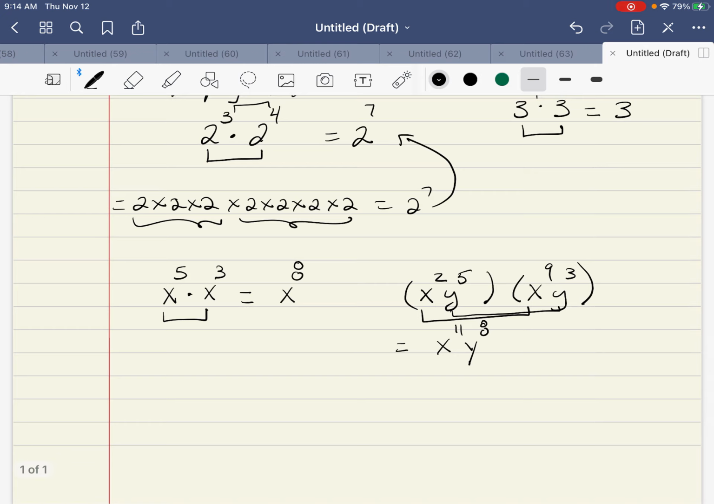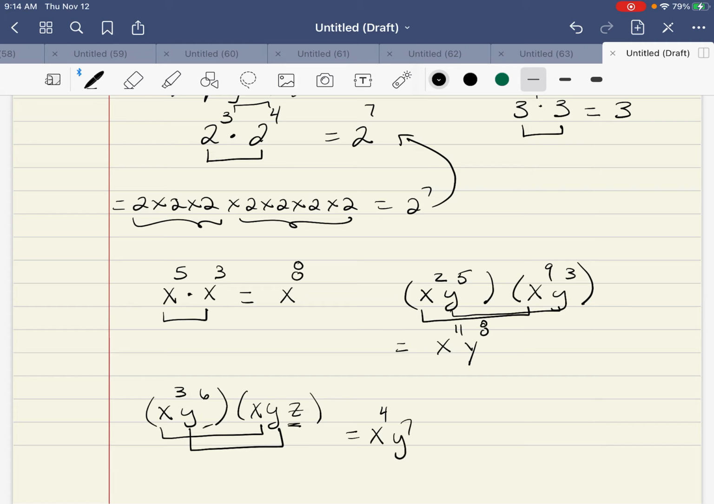You want to be careful if you run into a situation like this. So we'll go x to the 3, y to the 6 times x, y, and then z. So we got 3 variables. Again, you're going to connect the like bases. So that'd be 3 and 1 is 4 for the x's. And you got the y's, 6 and 1 is 7. Now there was only a z here. There was no other z in the other term. So the z just stays as is.